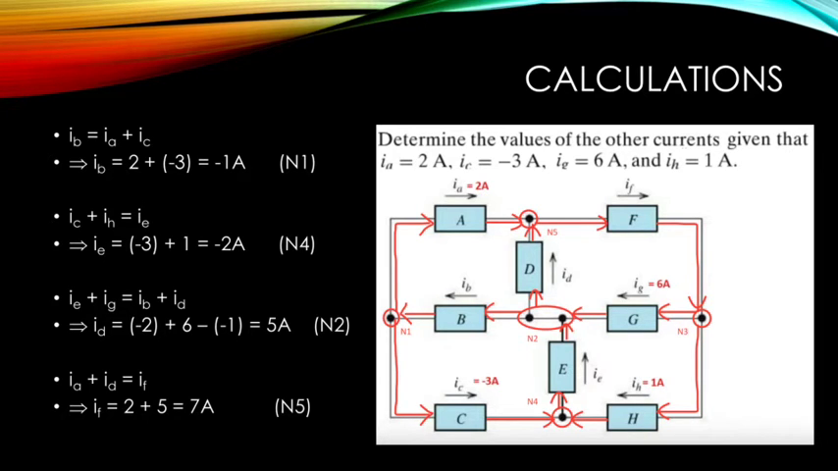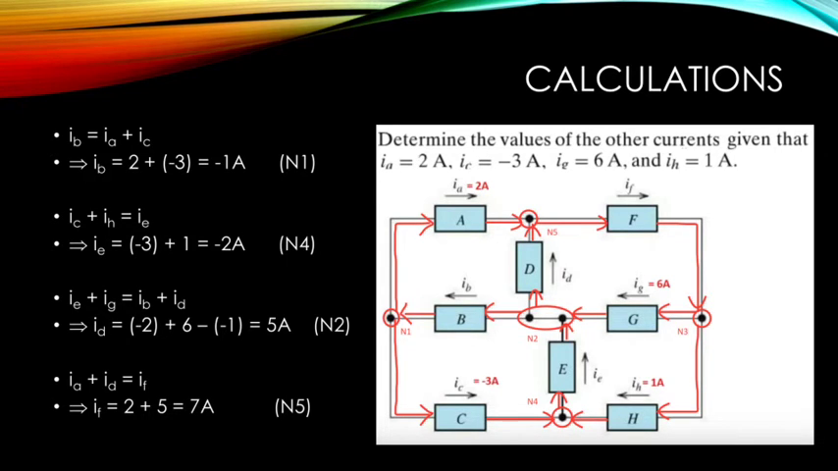Looking at node 1, we can see current IB entering the node and currents IA and IC exiting the node. This allows us to create an equation which will help us solve the missing current values using the current values we are given. In this case, for node 1, IB equals IA plus IC, which gives us 2 amps minus 3 amps equals negative 1 amp. This gives us the value for IB.